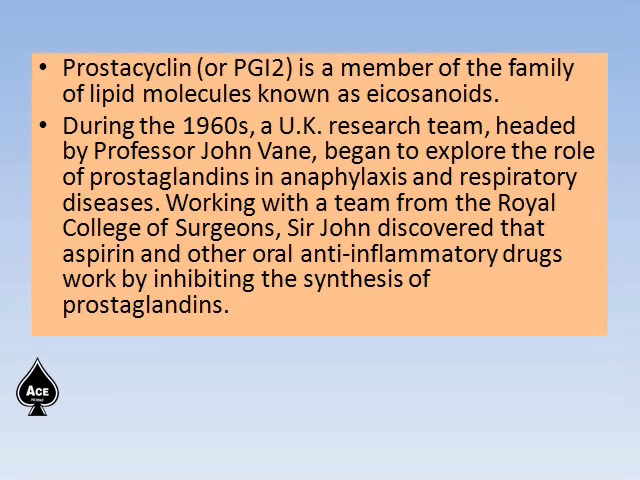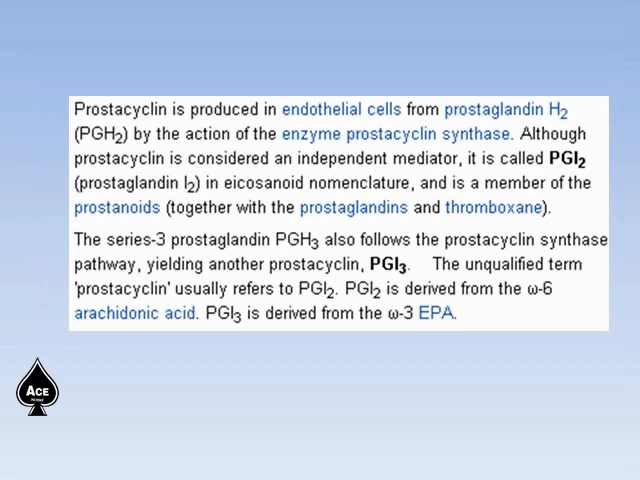Prostacyclin, or PGI2, is a member of the family of lipid molecules known as eicosanoids. During the 1960s, a UK research team headed by Professor John Vane began to explore the role of prostaglandins in anaphylaxis and respiratory disease. Working with a team from the Royal College of Surgeons, Sir John discovered that aspirin and other oral anti-inflammatory drugs work by inhibiting the synthesis of prostaglandins.